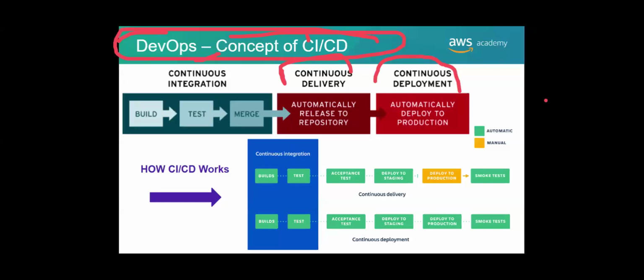Now, continuous integration means we'll have build, test, and merge. Here, continuous delivery means what will happen. You are able to see the CI/CD pipeline works in two phases: continuous delivery or continuous deployment. It is based on the project that we choose. So, continuous delivery means it will wait for the last approval. That means it will do all the tasks, but it will wait for the approval.